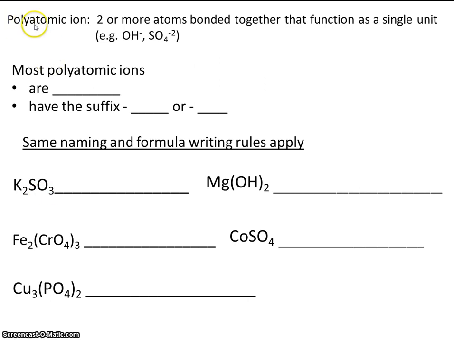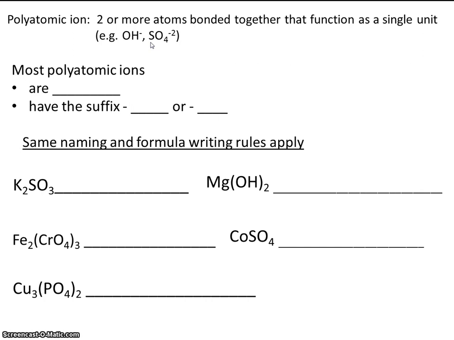Poly meaning many, and of course atomic ion, so that's many ions. So a polyatomic ion is two or more atoms bonded together that function as a single unit. So this is called hydroxide here. It's OH minus. This is called sulfate. It's SO4 minus 2. So notice that it's an ion because it has a charge of minus 2 and it's polyatomic. There's multiple atoms here. So polyatomic ions function as a single unit. They're going to stay together.